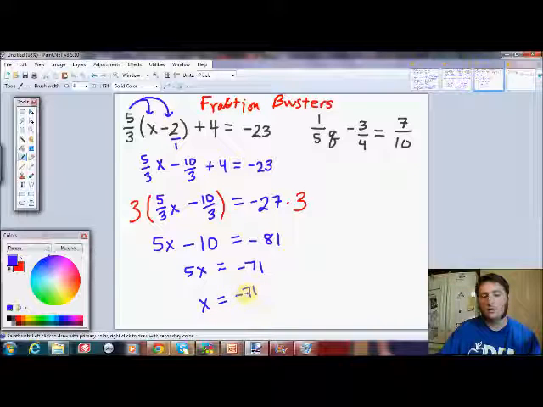-71 fifths. Which, if you insisted on trying to convert that to like a decimal, let's see, 5 goes into 70, 5 into 50, 10, 70 is 20 more than 50, so 4, so like 24.5, I believe, -24.5. It's the number that will make this a true statement. This one's a little tougher because you get fractions off.